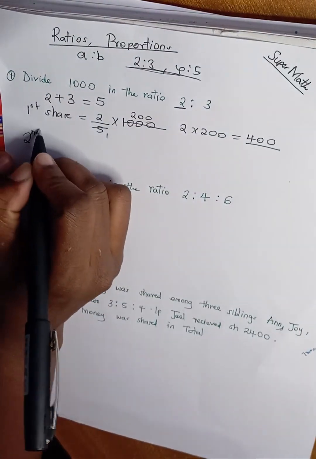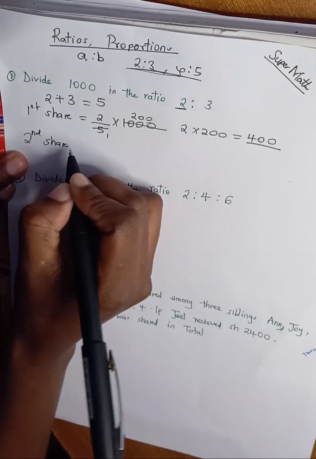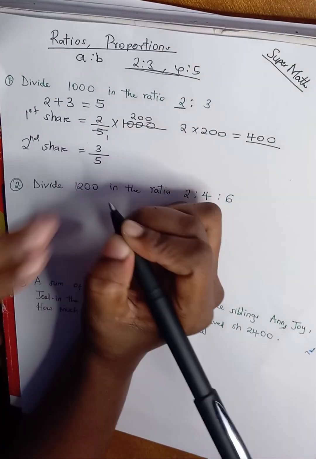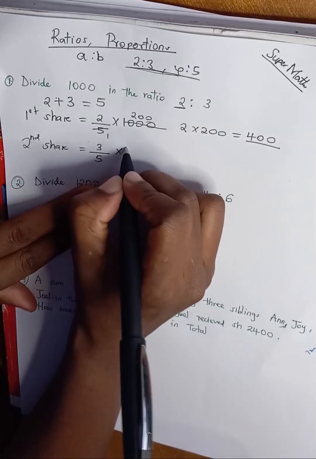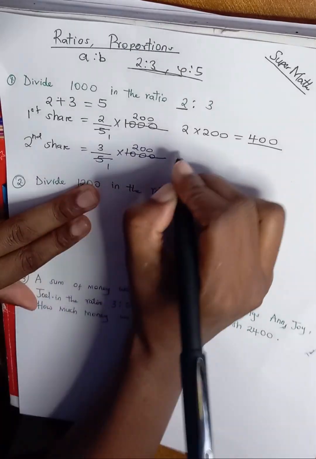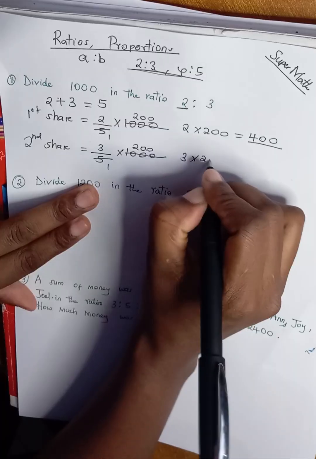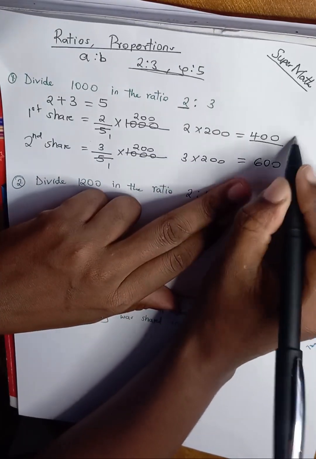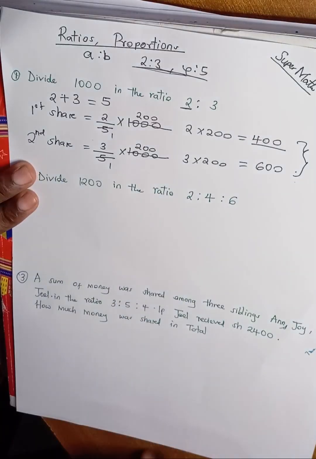And the second share is equal to the second ratio, which is 3 over the total ratio, which is 5, times 1000. You divide by 5, and 1000 by 5 is 200. Now, 3 times 200, what do we get? This is 600. That's how we do the question.